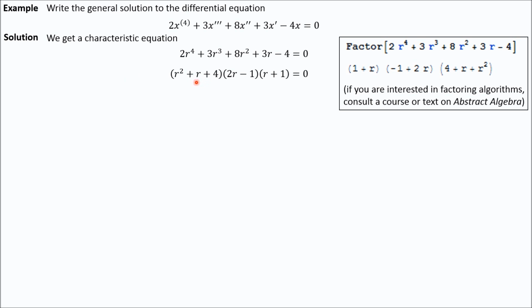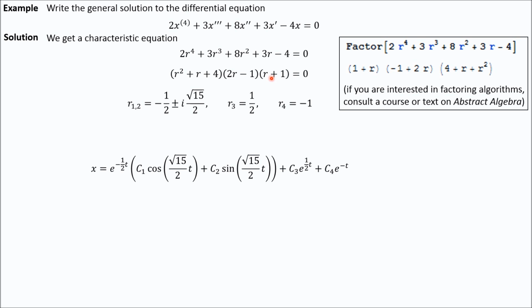So this is the factorization, and that leads us to, we have 4 roots as promised. 2 of them are complex, coming from this irreducible quadratic term, and then 2 more of the roots are real, coming from these linear factors. And so when we have complex roots, we interpret it using Euler's identity to give us this part of the solution. And then for the real roots, we just put them up here as 1/2 and -1. And so this is what a solution looks like when you have these roots for the characteristic equation.